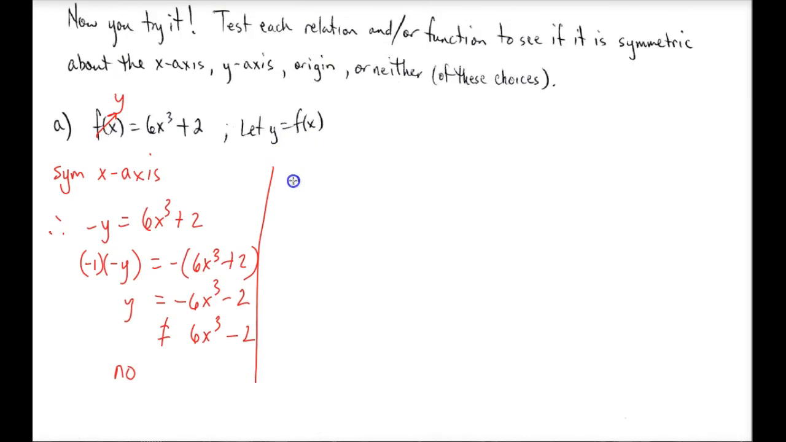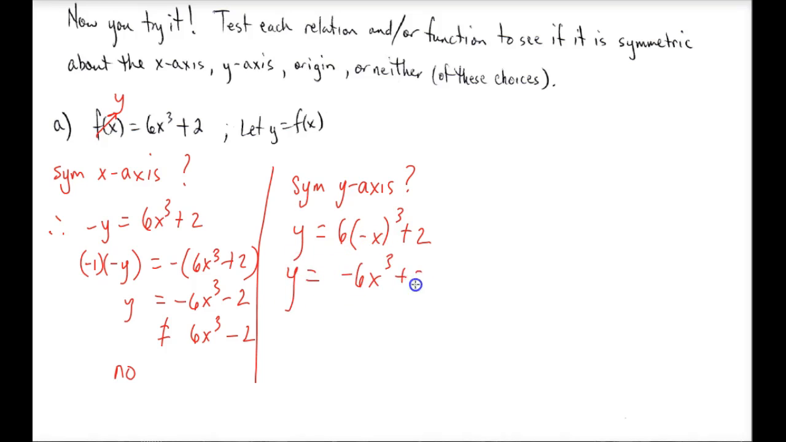Now let's do symmetry about the y-axis. Okay. So here we know that the y stays the same, so we're going to replace x with negative x. So in this case, we are substituting or evaluating the function at negative x. And so this will end up being a negative 6x cubed plus 2.